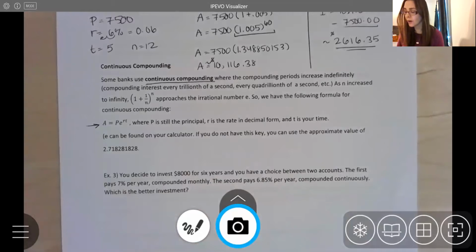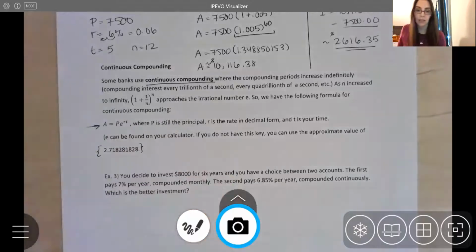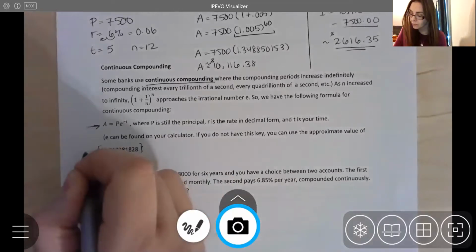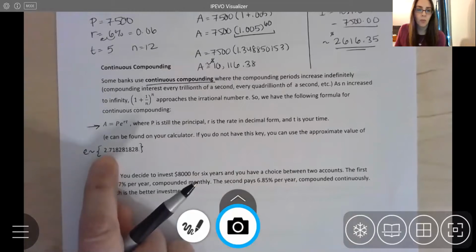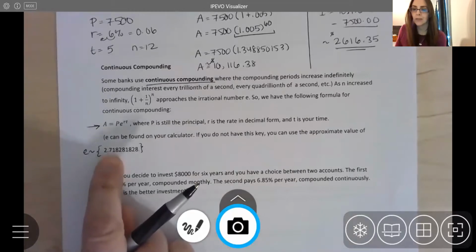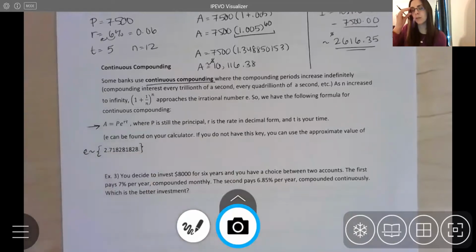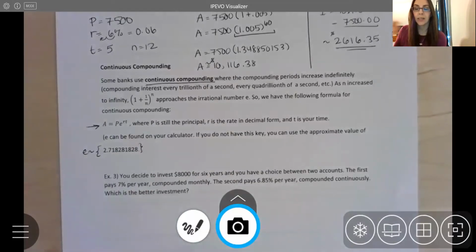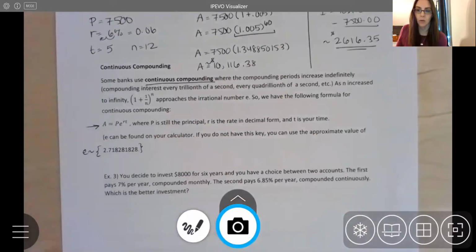P is still your principal, R is still your rate, and T is still your time. This e value, you should be able to find it on your calculator. A lot of calculators have it pre-programmed in, but if you can't find it, then you want to use this for e, and this would be fine. Don't round, don't use just 2.7 or 2.71 or 2.72. Use all these decimals. When we have exponents, rounding errors really add up fast. So the more decimals you can use, and that's why I did it up here too, the better your answer is going to be.